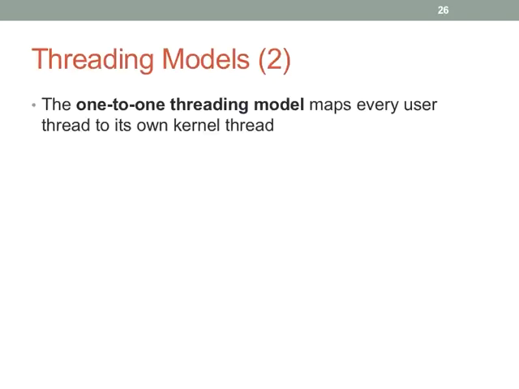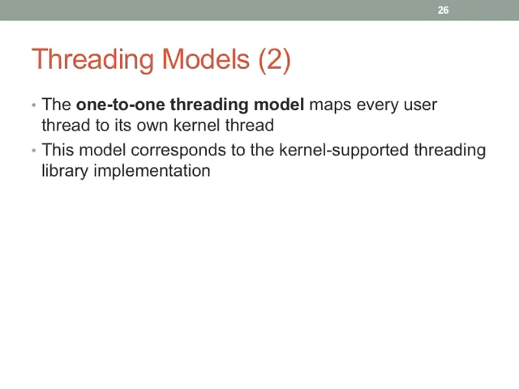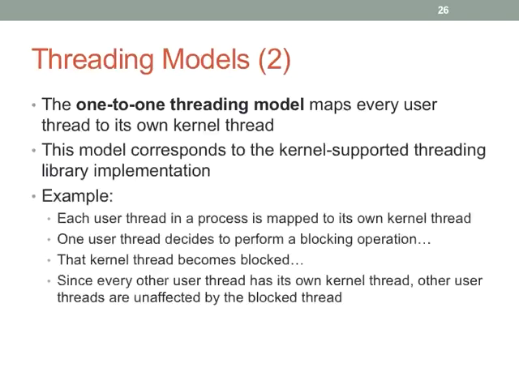Another approach is one-to-one. So now every user thread in a process is mapped to its own kernel thread. This is identical to the kernel threading approach that we talked about already. Okay, so now I have kernel-supported threading. Each user thread in a process is mapped to its own kernel thread, so if one user thread decides to perform a blocking operation, it traps into the kernel, the corresponding kernel thread becomes blocked. The kernel can now switch to another kernel thread for the same process. So another user thread is able to progress while that one user thread is blocked.